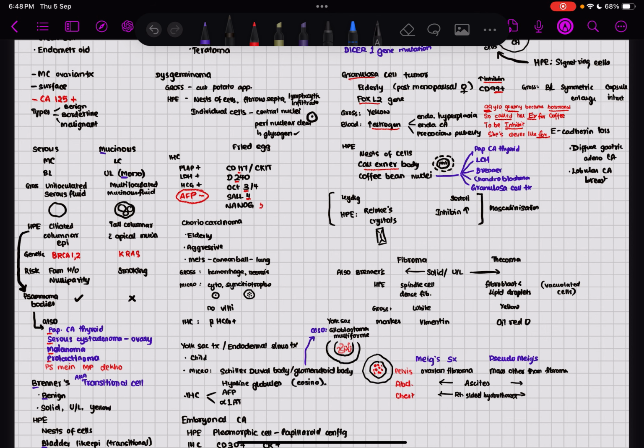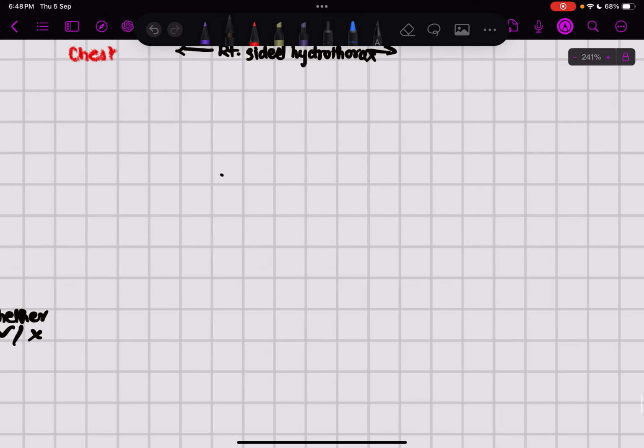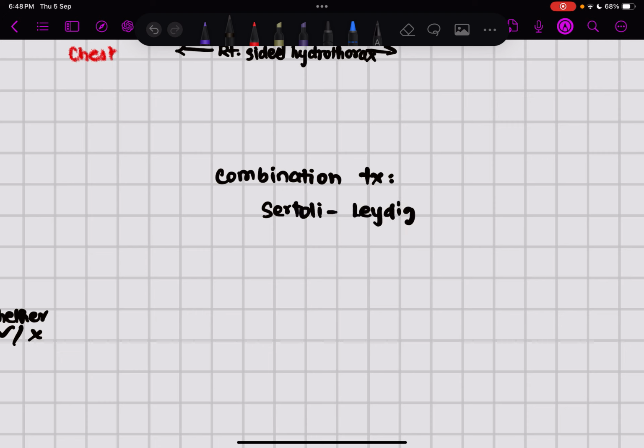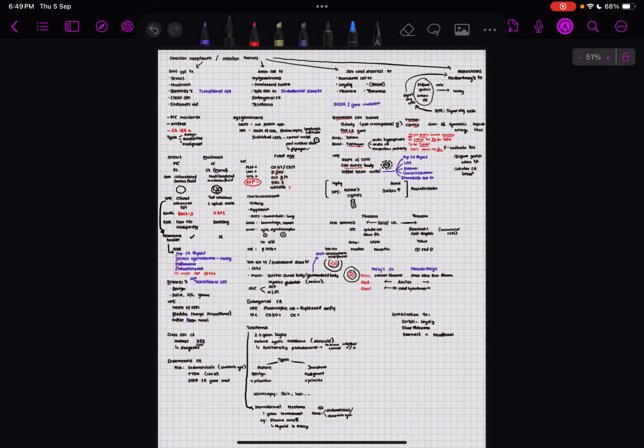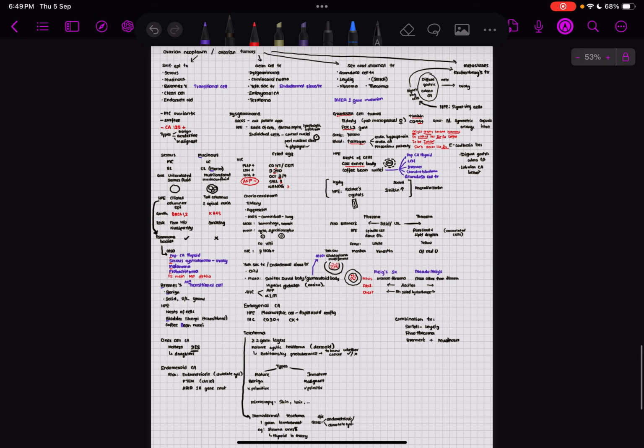And with that, we go on to the combination tumors. The combination tumors are Sertoli-Leydig, fibrothecoma, and Brenner's tumor, along with mucinous tumor. This is for easily taking a screenshot. With this, ovarian neoplasm gets completed. Thank you.